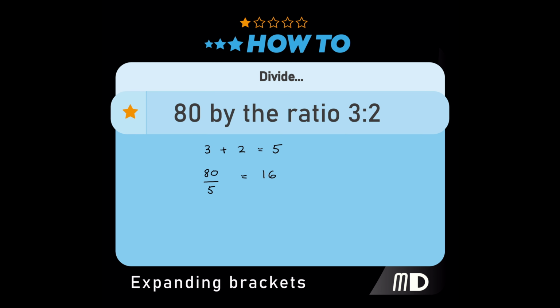Finally, to finish answering this question, we need to multiply 16 by each of the digits in the ratio. 16 multiplied by 3 is equal to 48. And 16 multiplied by 2 is equal to 32. So the answer to the question is 48 and 32.